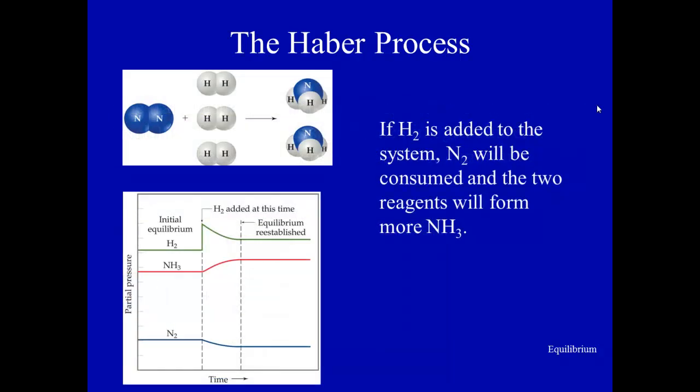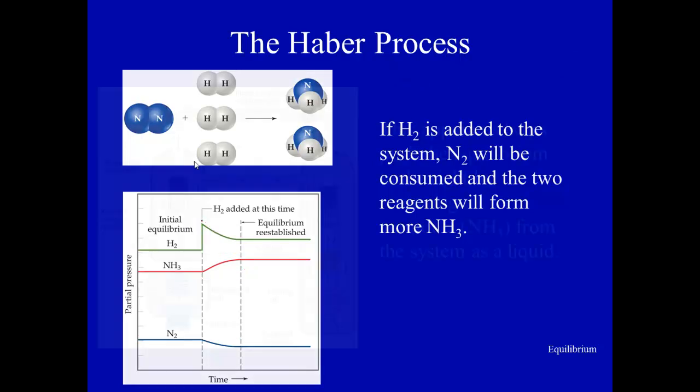So if we are doing the Haber process here, if we add hydrogen to the system, that means we're going to use up more nitrogen and it's going to form more ammonia. So essentially, if I increase my reactants, it's going to shift the equilibrium to the right and I'm going to get more products. Okay. So here we can even see on a graph, I put in more hydrogen right there, so it caused that spike, and then all these things adjusted again. It used up more nitrogen to compensate for the extra hydrogen.